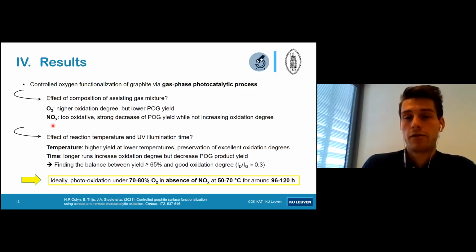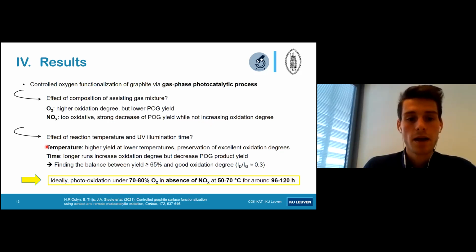Nitrogen oxides have also been used in the past in the oxidation gas mixture, but they turned out to be too oxidative because the degradation of POG yield was too strong, while not actually increasing the oxidation degree in the end material. So this was not interesting. The rate was too fast. You immediately gasified graphite into CO2 and CO, which is not our desired purpose.